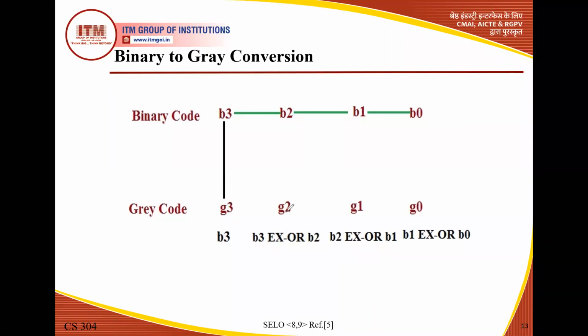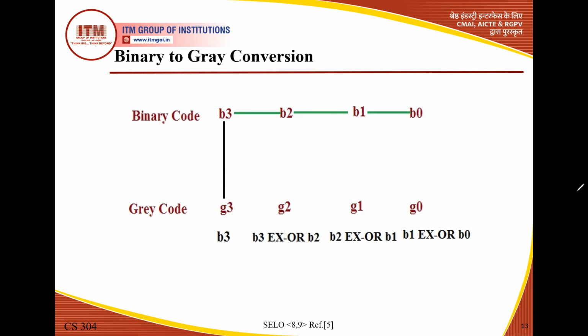Now how can we generate G2? G2 is B3 XOR B2. This is the formula. When we take the XOR between B3 and B2, we have G2. G1 equals B2 XOR B1. G0 equals B1 XOR B0. So by taking the XOR, we can easily find the gray code. Suppose we have 4 bits, then we require 3 XOR gates. So n-1 XOR gates are required.